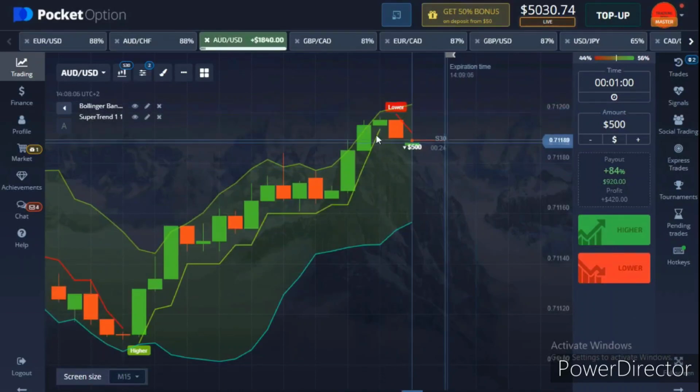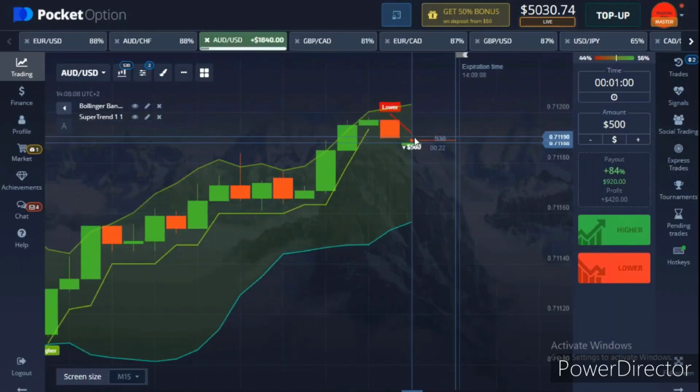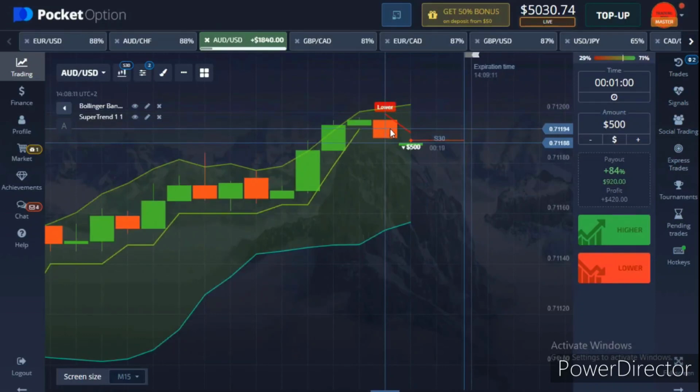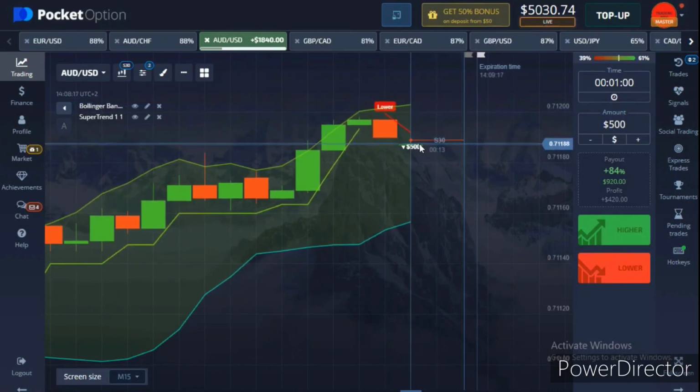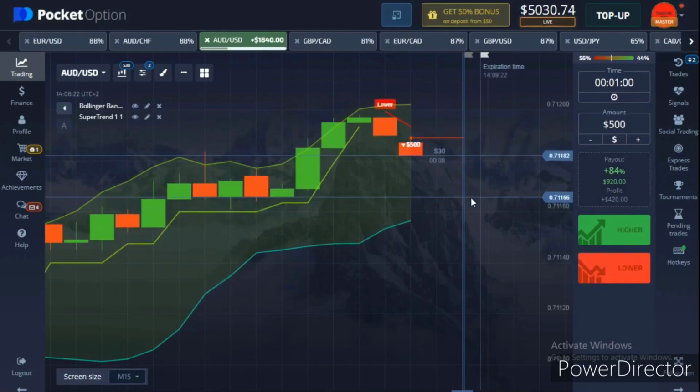So over here, I actually wait and study this particular candle. As you can see over here, when this particular candle actually expires, our indication of the super trend indicates here that the market will be going down. So I quickly place my trade on the following candle, on the next candle, which I'm so certain that the market will be going down.